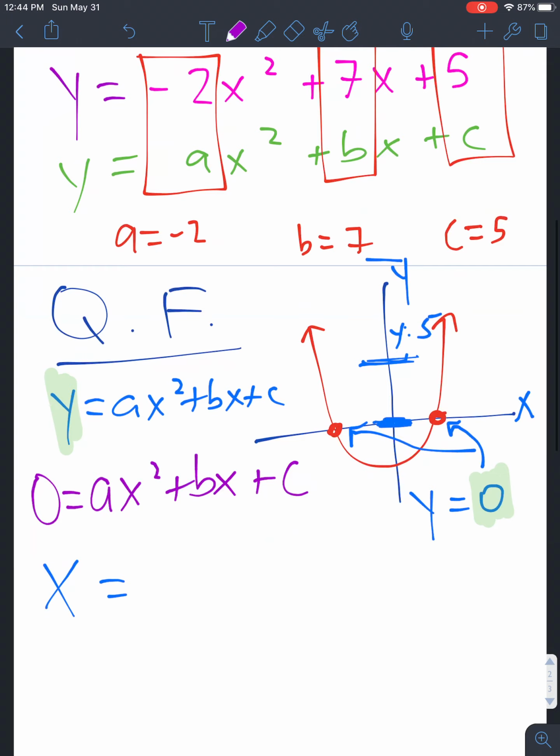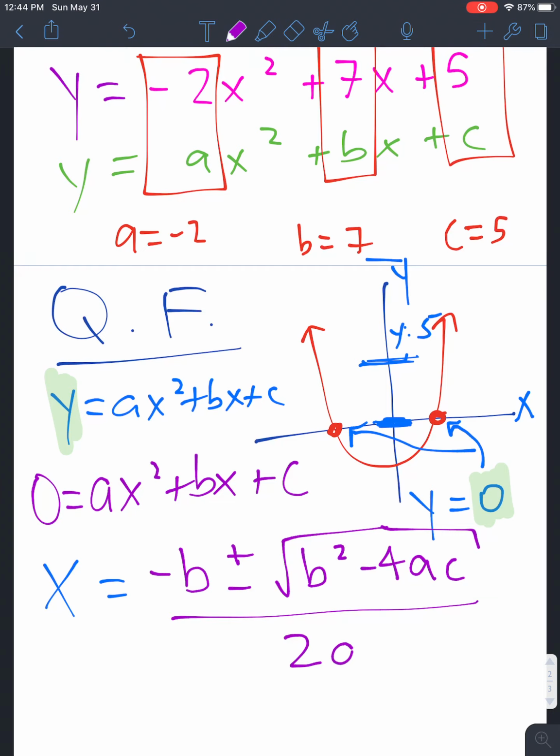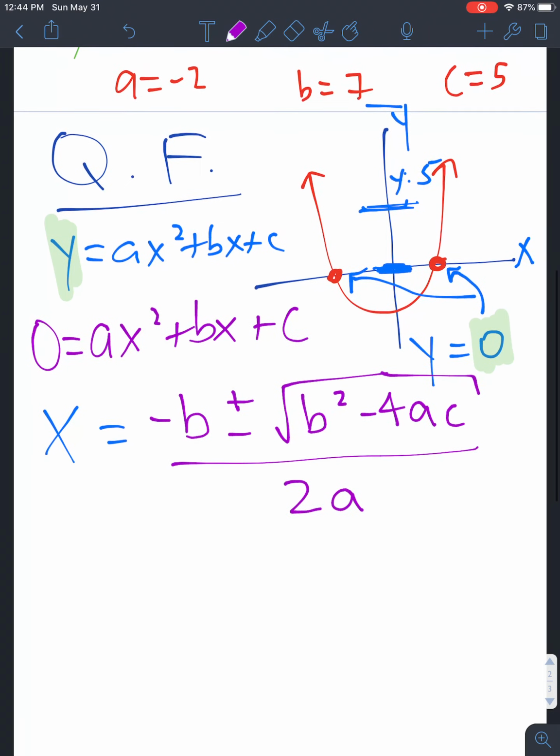Now with some special manipulation, you can actually derive what's called the quadratic formula. And the quadratic formula says that if you're trying to solve for x and you have something that looks like this, then x always equals negative b plus or minus the square root of b squared minus 4 times a times c, all over 2 times a.